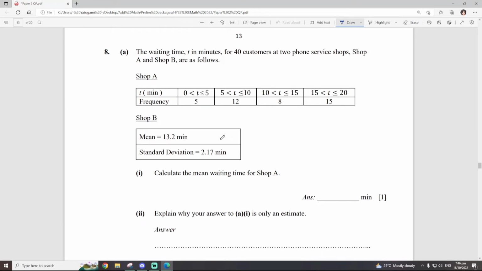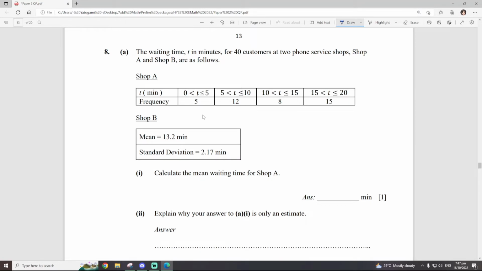The waiting time T minutes for 40 customers at 2 phone service shops. Okay, so we have stats. Calculate the mean waiting time. So we have this contingency table. So you want to take 1, 2, 3, 4, 5. Actually, I've kind of forgotten how to do these, because do you take the mean to be 2.5 or do you take the mean to be 3?